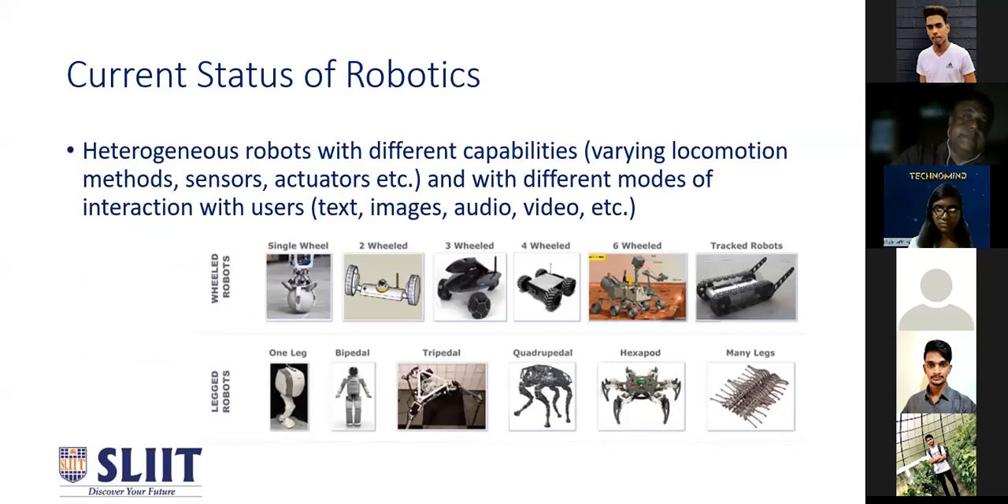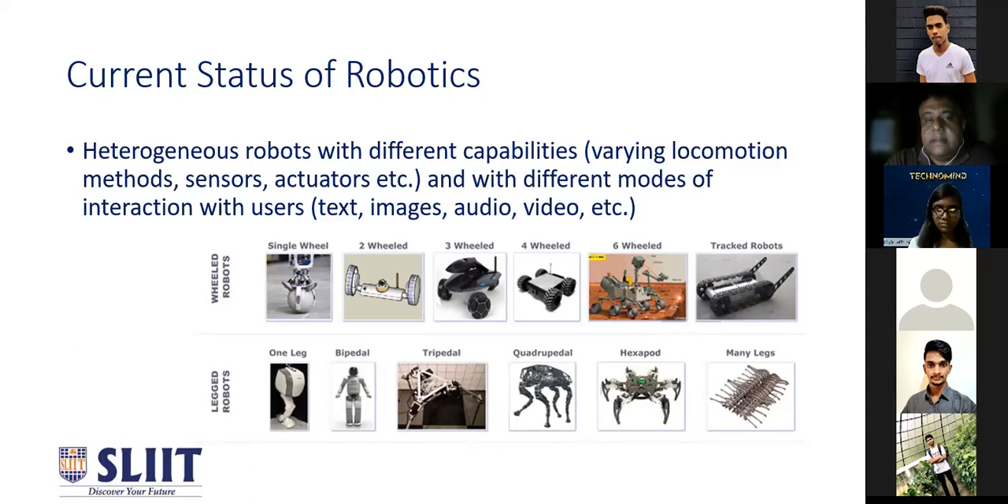The current status of the robot market is like this. We have heterogeneous robots, different robots with different capabilities, varying locomotion methods, sensors, actuators, and different modes of interaction with users. Locomotion method means the way that the robot moves in the environment. If you think of a rover, its locomotion method is different to a bipedal robot.